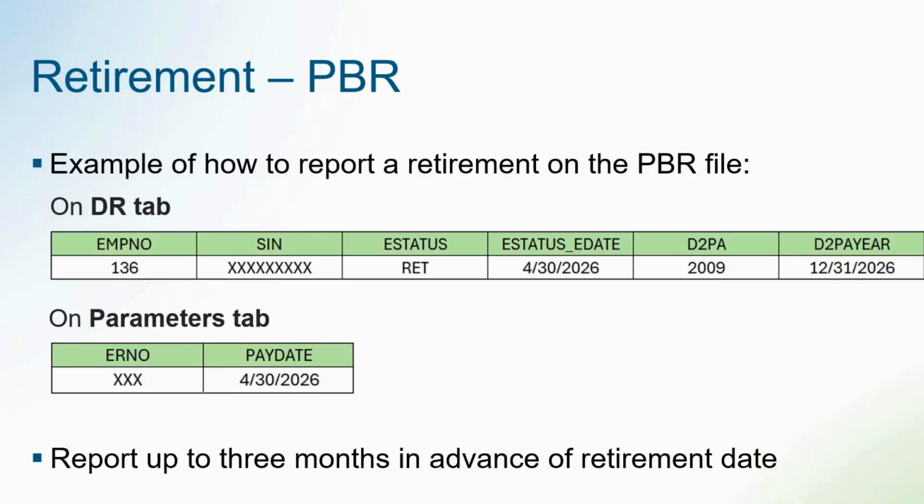In the Parameters tab, you would include your employer number as usual, and the date you include in the pay date column should match the pay date from your payroll schedule that you have provided to CAT, which falls on or after the retirement date. In this example, it is April 30th, which matches the retirement date. Once the file is received, CAT will begin to process the retirement. If the member is registered for My Pension, they will be able to manage their retirement option documents using the member portal, and you will be able to track the progress of the retirement using the employer portal PAL.